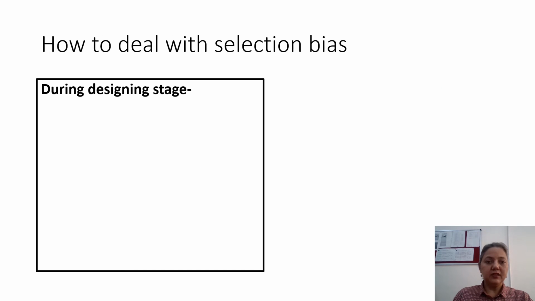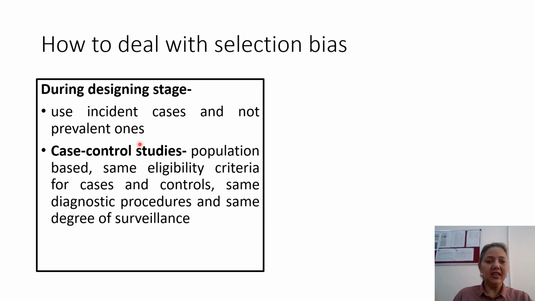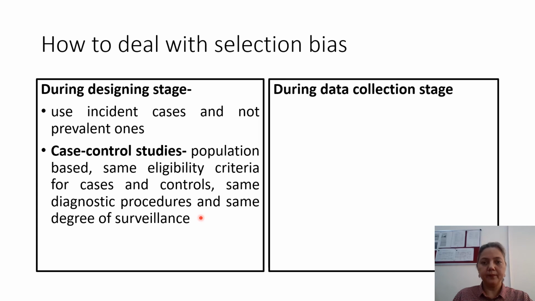Now, how to deal with this selection bias? We can deal with it during the designing stage. We should try to use incident cases, not the prevalent ones, to eliminate the prevalence bias. In case-control studies, the cases and controls both should be taken from the population rather than from hospital settings. Same eligibility criteria should be considered for cases and controls. They should undergo the same diagnostic procedures and the same degree of surveillance.